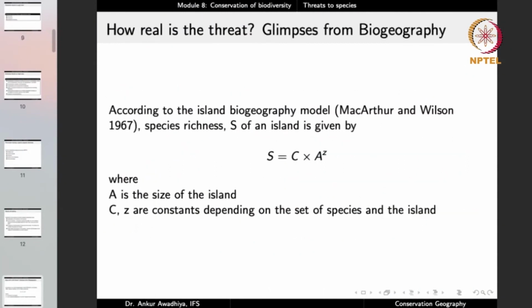So how real is this threat? What is the rate at which we are losing these species? Is it just a theoretical thing, or are we actually looking at destruction of species? And how many species are we losing?